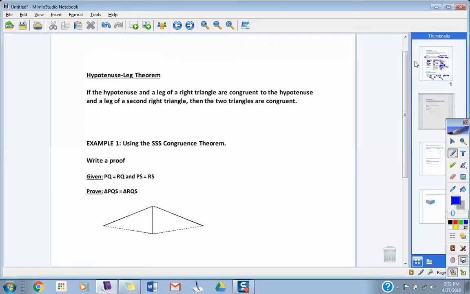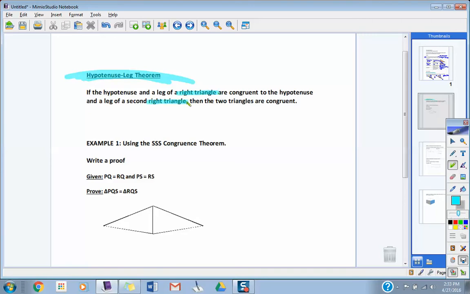Hypotenuse leg theorem basically says this. Kylie, you want to read that for me? If the hypotenuse and the leg of a right triangle are congruent to the hypotenuse and the leg of a second right triangle, then the 2 triangles are congruent. Okay, specifically what types of triangles with this theorem, guys? Right triangle. Okay? Right triangle.